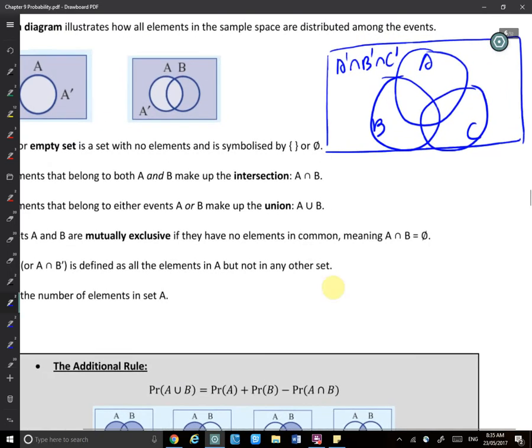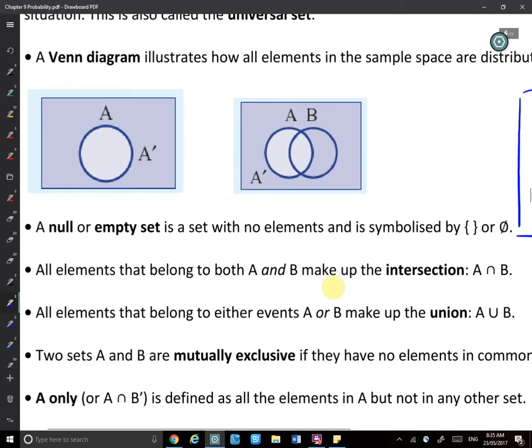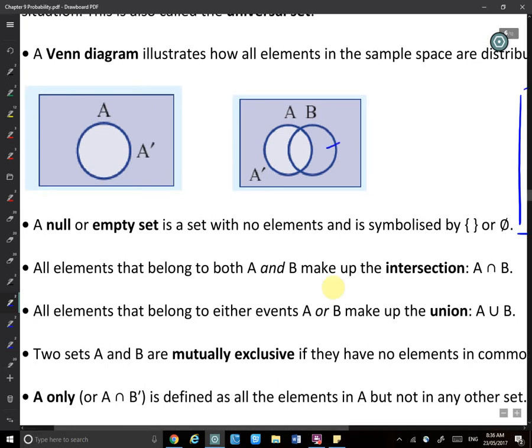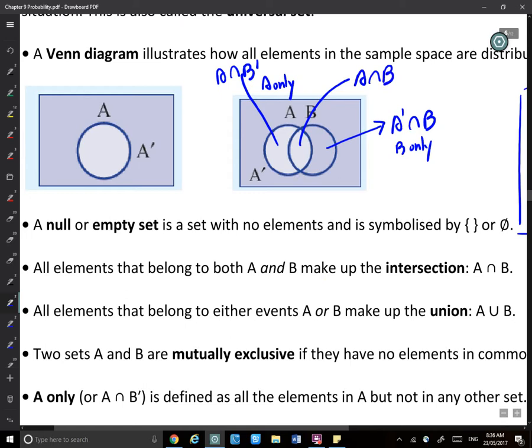We have one like this. So there are some elements we need to know. This one is A dash intersects B. This part is A intersects B dash. So it's called A only and B only. This is B only. This is A only. And the middle is A intersects B. Okay, the middle is A intersects B.